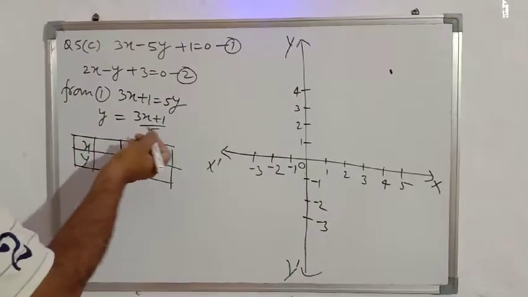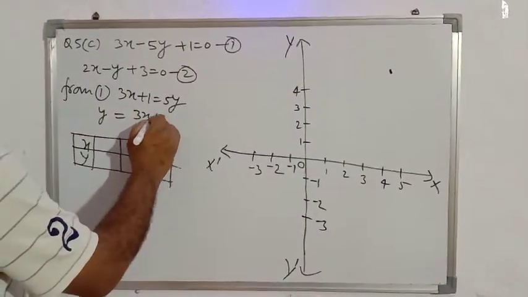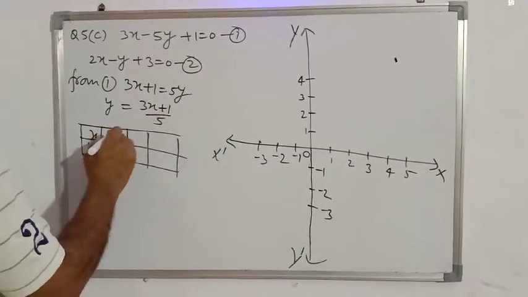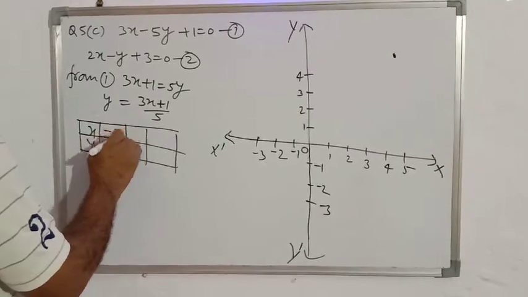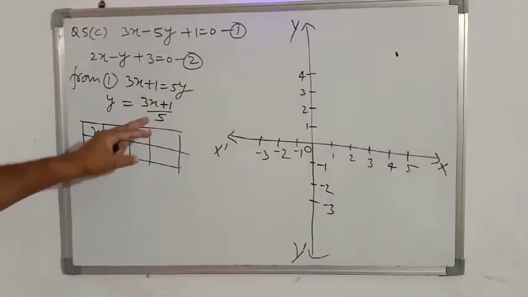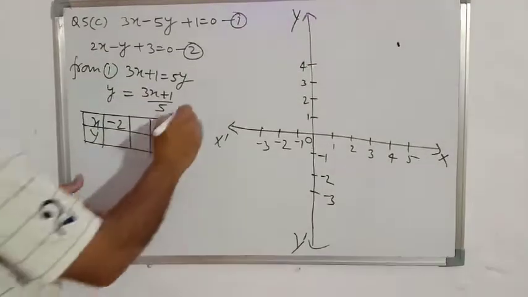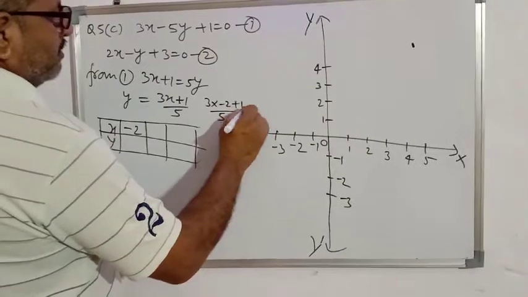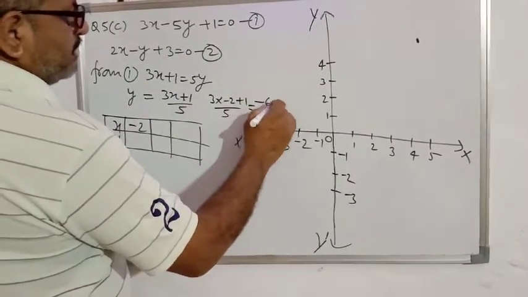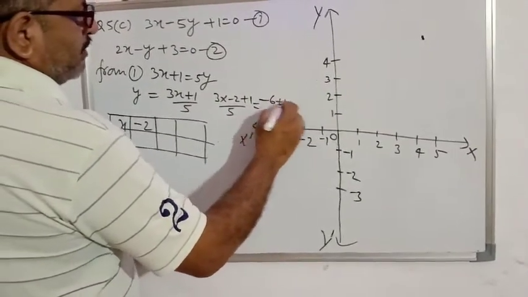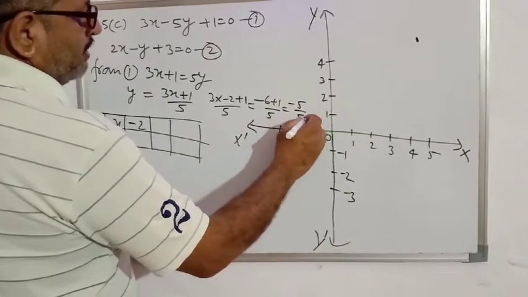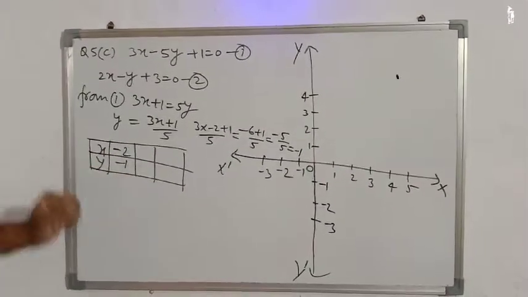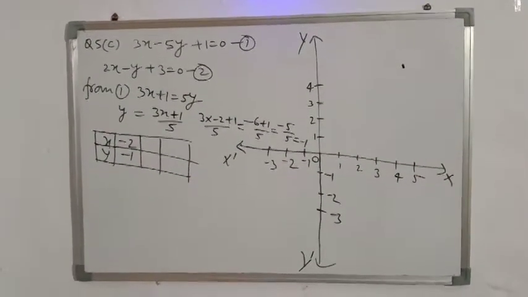So how can we take it? If we take x is equal to minus 2, it will be 3 into minus 2 plus 1 upon 5. 3 into minus 2 is minus 6, plus 1, minus 5 by 5. So it will come minus 1. So when we take x is equal to minus 2, y will come minus 1.